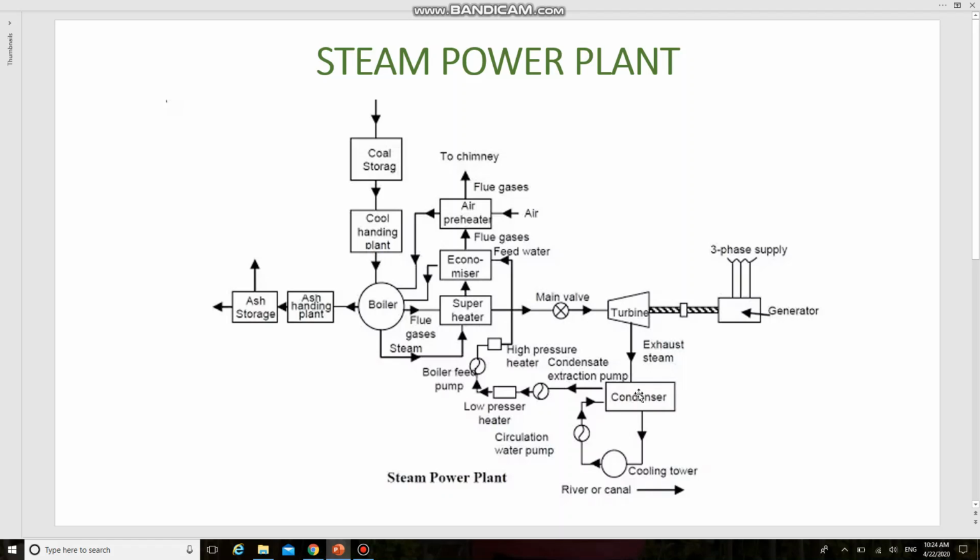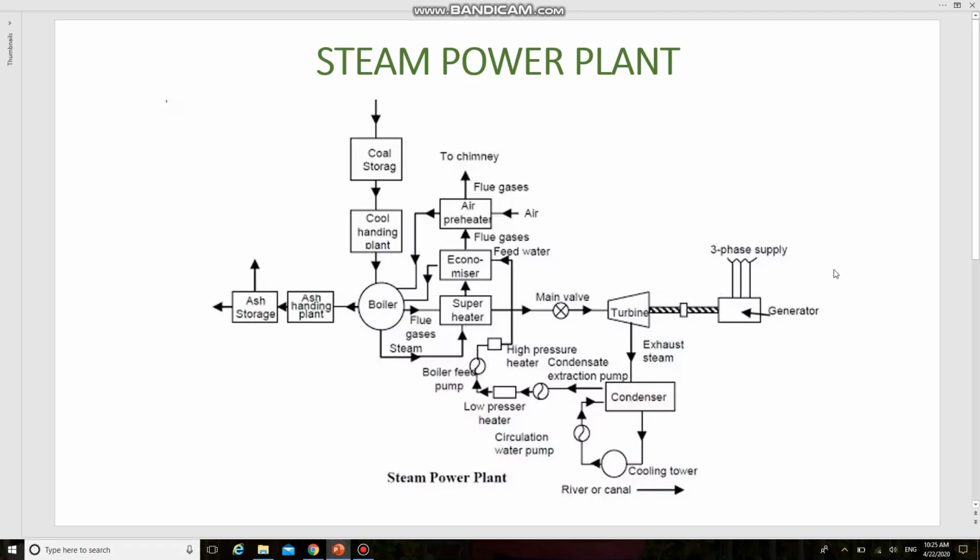The condensate is heated in the feed heaters using the steam tapped from the different points of the turbine. The feed heaters may be of mixed type or indirect heating type. Some of the steam and water is lost passing through the different components of the system. Therefore, the feed water is supplied from an external source to compensate this loss.